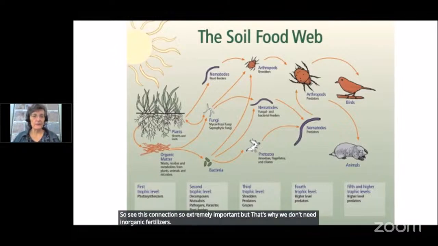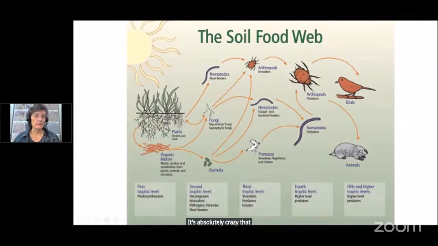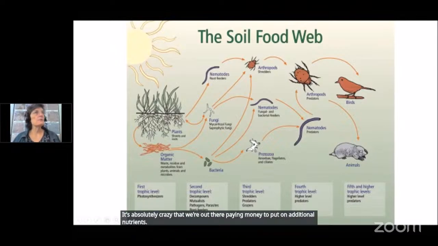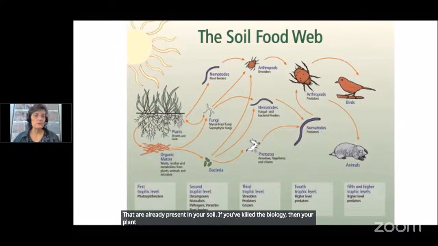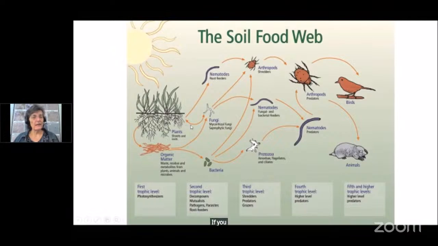It's absolutely crazy that we're out there paying money to put on additional nutrients that are already present in your soil. If you've killed the biology, then your plant cannot access those nutrients which are present in your soil. If you get that biology back into the soil, then stop putting on inorganic fertilizers.